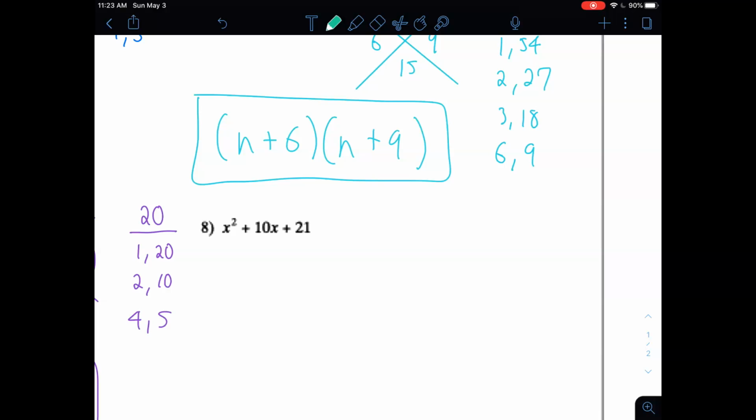All right, last example, example 8. Do our diamond. We're going to put 21 on top. We're going to put 10 on the bottom. We need numbers that multiply to 21.